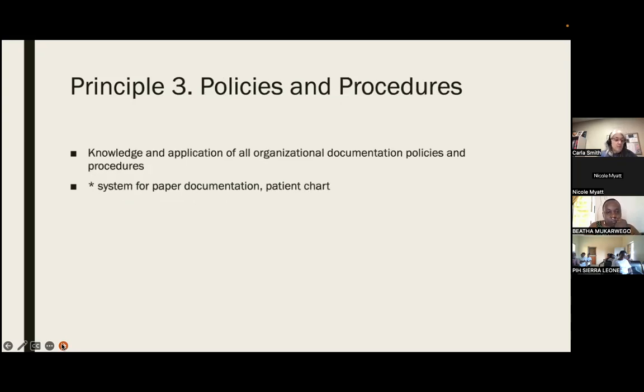The nurse must be familiar with the organizational policies and procedures that are related to documentation in your facility and apply these as part of the nursing process. We must consider that paper documentation systems require a system for collating those nursing notes in the form of a paper chart or a patient chart. You can't just have notes spread all over a desk or shoved in a file cabinet drawer. There needs to be a systemic way to organize these.